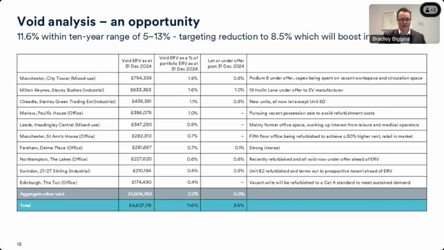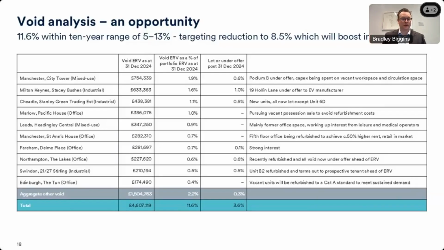breakdown of that vacancy. Now, importantly, of that vacancy, when we released our NAV, we noted that 3.6% of the 11.6% is either let or under offer. And there's a breakdown of that on the slide here. So when we look at our void, we actually see an opportunity at the moment because it is high at 11.6%. And it's been at that level for around 18 months.